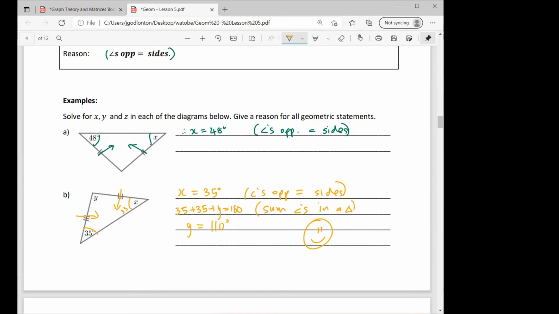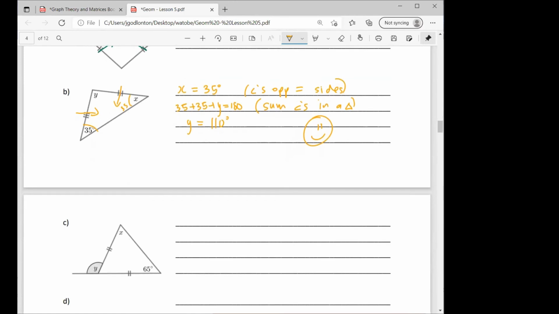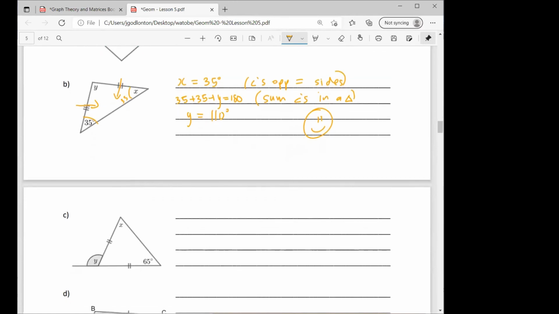Well done. I'm seeing good answers and I'm seeing good reasons, and that is what I like to see. Okay, can you try C for me? Again, you might have to combine two different reasons here.